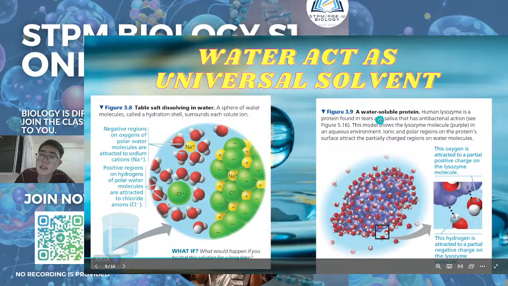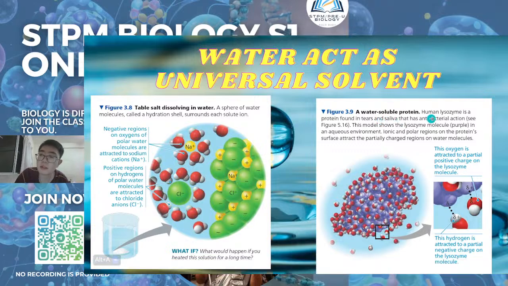And another one is water soluble protein. The example is human lysozyme, found in the lysosome, right? If you see, the lysozyme can also dissolve in water. So this is why we say water acts as a universal solvent. These are the two examples. This is just a mechanism to show how water can interact with other molecules that are able to be soluble.